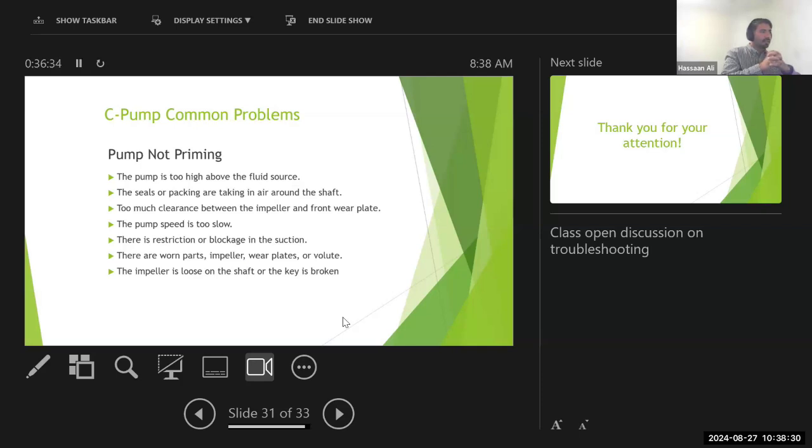And another reason for pump not priming is the pump speed is too slow or there is restriction or a blockage in the suction. So if you are having issues with the discharge pressure, then you need to see the discharge port. And if you are having issues with pump not getting primed, you have to see if there is any blockage or any restrictions on the suction.